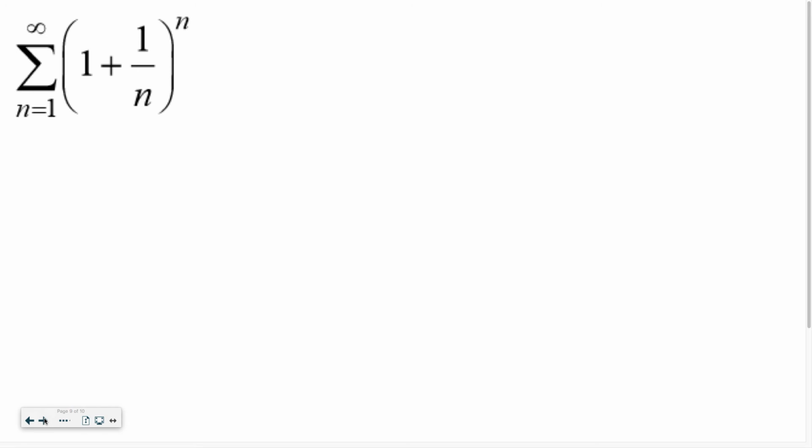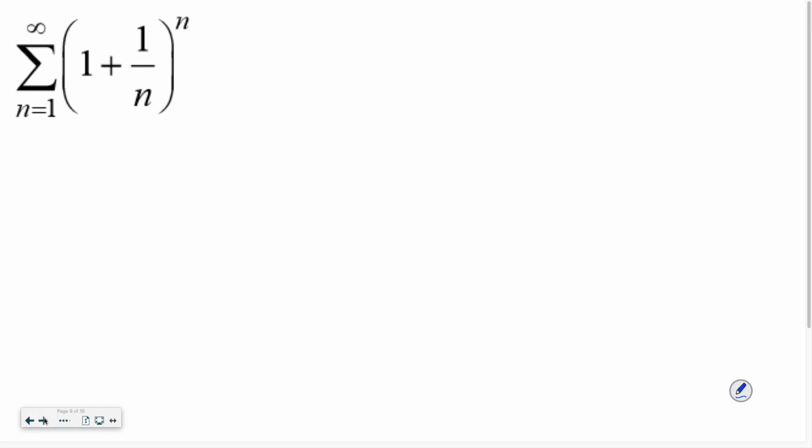This is going to be inconclusive. Okay, so you can tell that this is going to be inconclusive from the root test. Why are the examples so easy? Because the nth root and the nth power would cancel out, and the limit of what's inside would equal 1. That would be inconclusive.